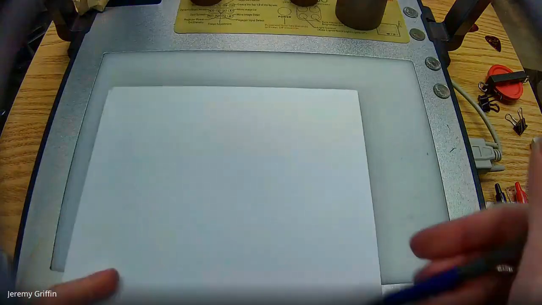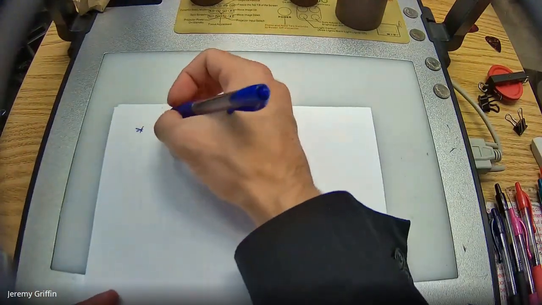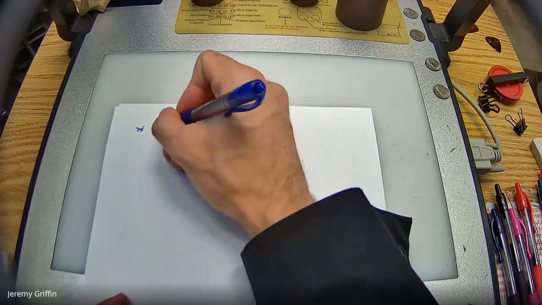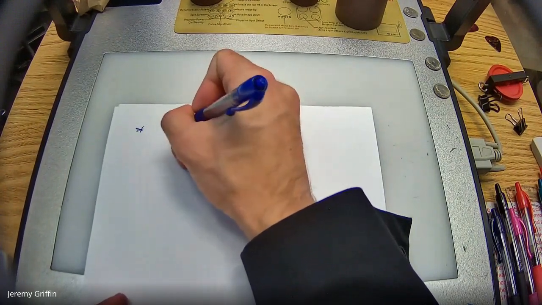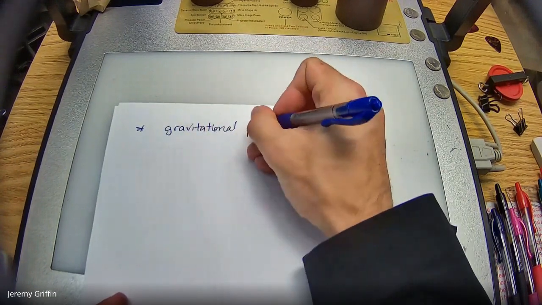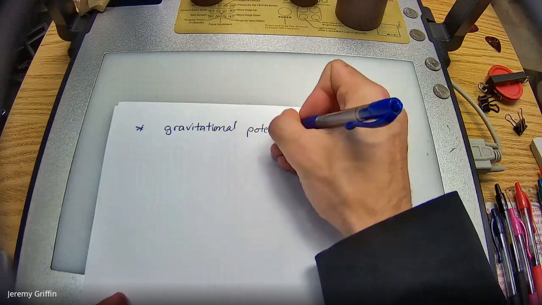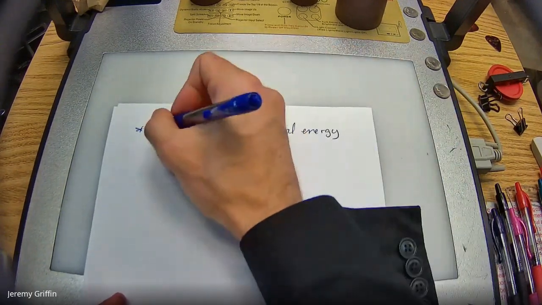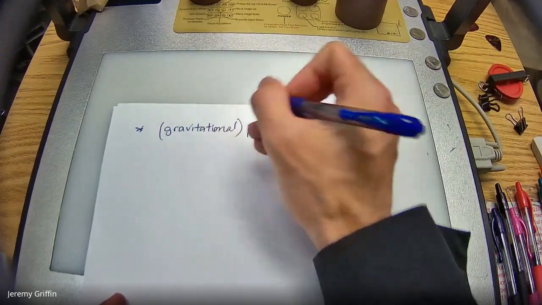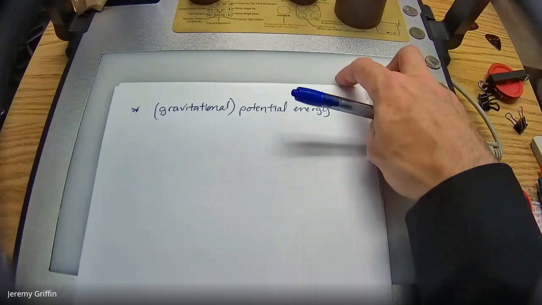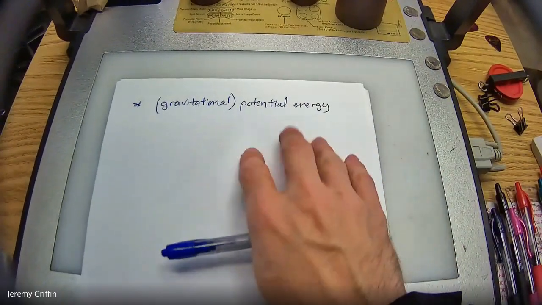That energy has a name, and that's the next building block here. It's called potential energy, or, more properly, gravitational potential energy. Usually I drop the word gravitational and just call it potential energy, although there is another kind of potential energy, but we'll get to that.